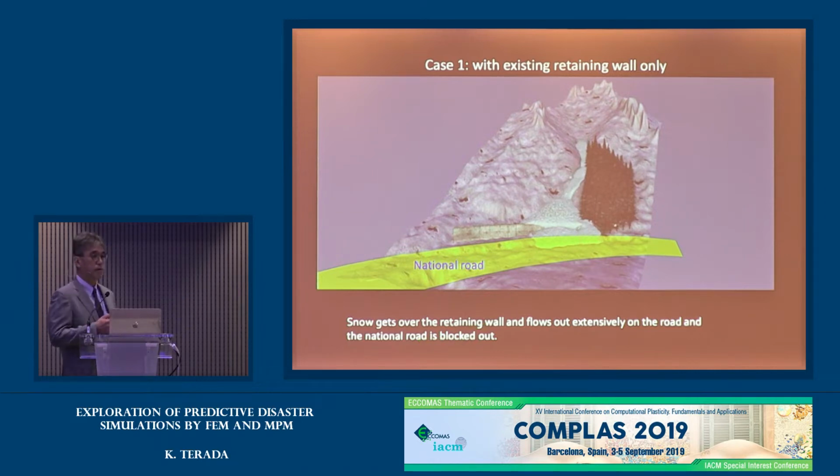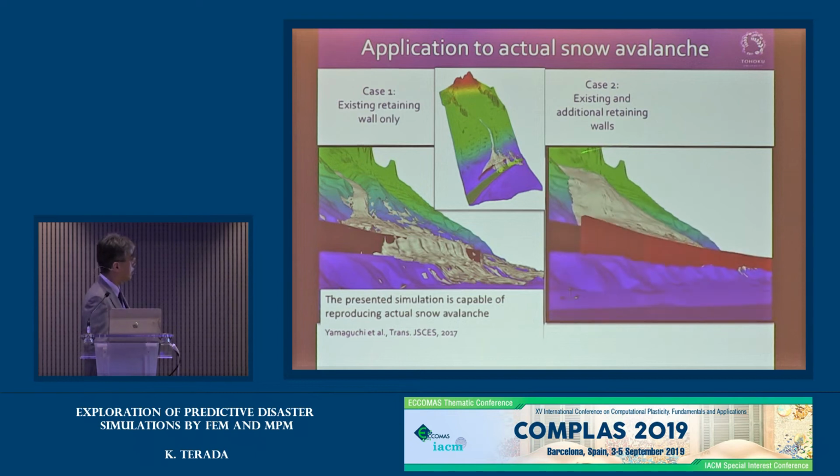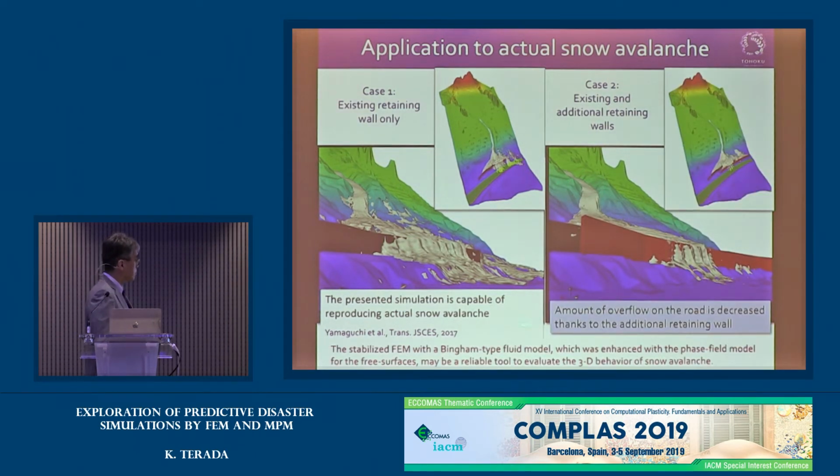This is actually exactly the same situation as at that time. Okay. So we can say that the presented simulation is capable of reproducing the actual snow avalanche. Let's see the next case here with the existing and additional retaining wall. Then we can conclude that the amount of overflow on the road is decreased thanks to the additional retaining wall.